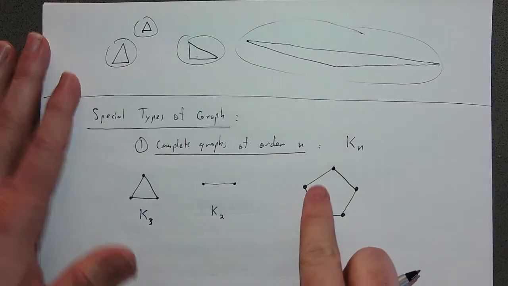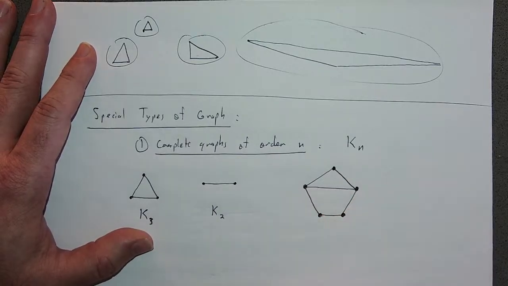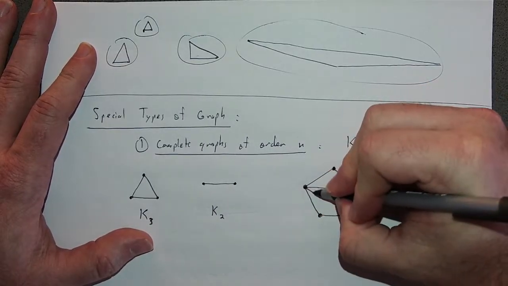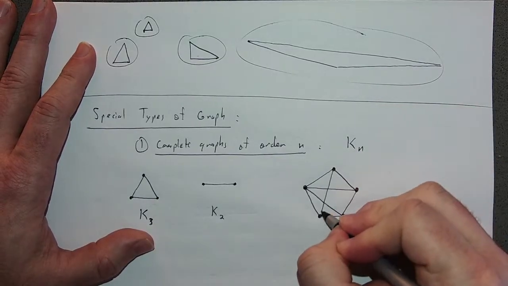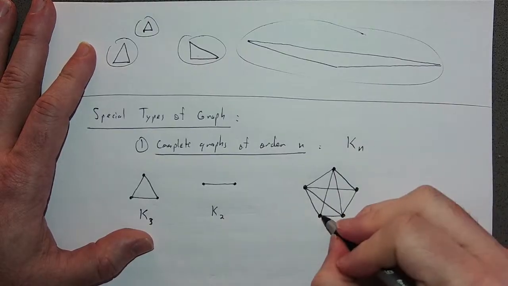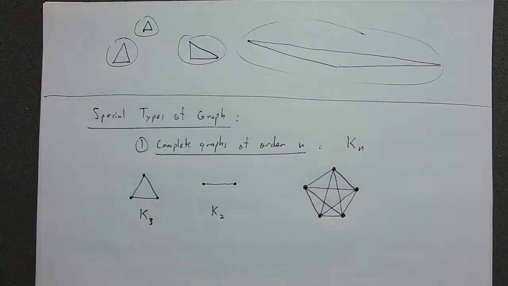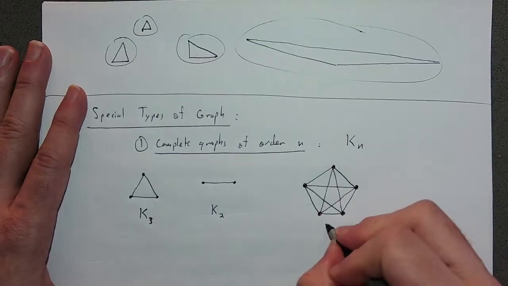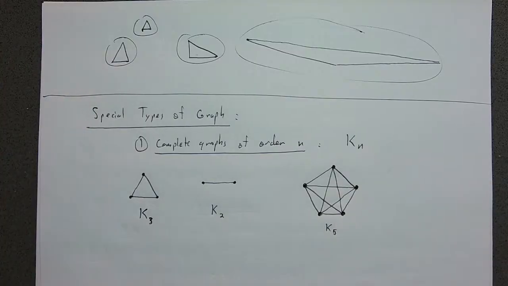But now this needs to be connected to all the others too. So it needs to be connected to that vertex. It needs to also be connected to this vertex. Similarly. What are we missing? Oh, there we go. We got it. All right. This is the complete graph of order 5.